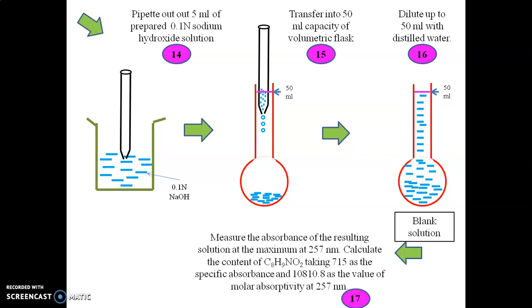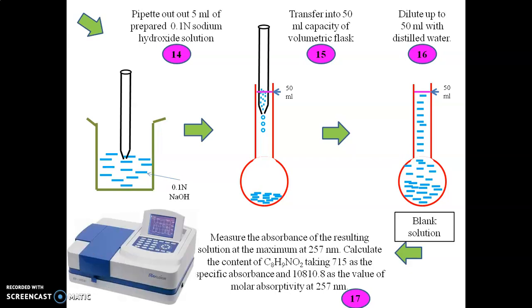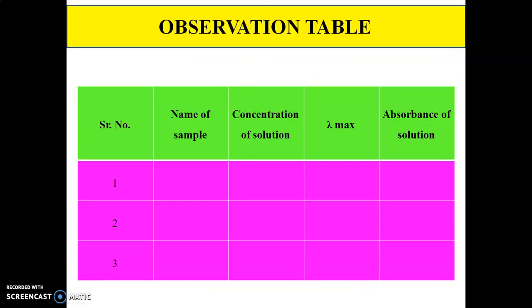Now measure the absorbance of the resulting solution at the maximum, 257 nanometer. This is the lambda max of paracetamol. And calculate the content of paracetamol taking 715 as the specific absorbance and 10810.8 as the value of the molar absorptivity at 257 nanometer. Now this is the observation table.